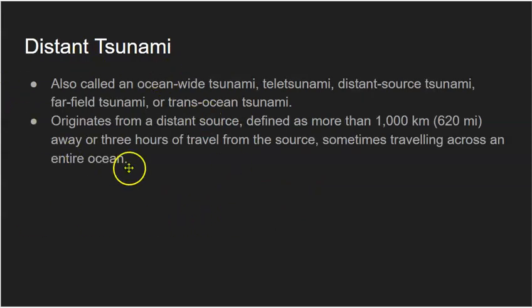Finally, distant tsunamis can also be called ocean-wide tsunamis, teletsunamis, distant source tsunamis, far-field tsunamis, or transocean tsunamis. These happen because the origination of the wave is a distant source. Anything over 1,000 kilometers or 620 miles away. So if there's an earthquake in India and the wave travels all the way to Hawaii, that would be considered a distant tsunami. Hawaii is very far away from India. That wave would have to travel for a very long time in order to reach Hawaii.